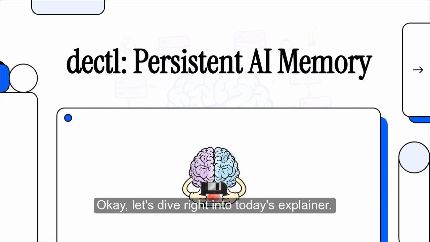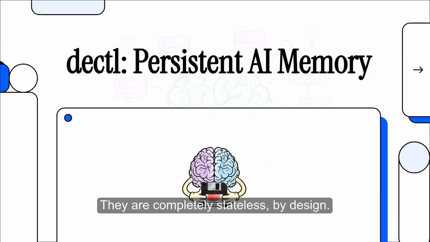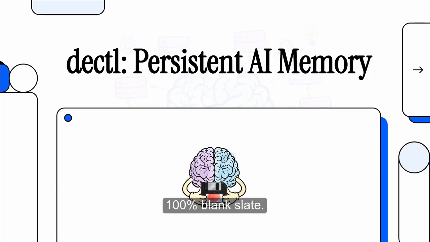Okay, let's dive right into today's explainer. Look, if you write code today, you are almost certainly using an AI coding assistant. Claude, Gemini, or maybe a local model. But there is a glaring, built-in flaw with absolutely all of them. They are completely stateless by design. That means every single time you start a new session, your AI's brain is a total 100% blank slate.